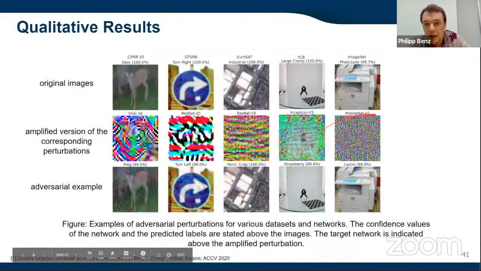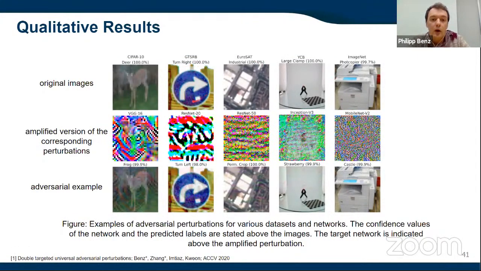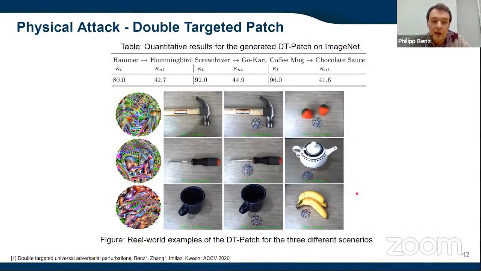If we look at the qualitative results, this was the introductory example where we turn this turn right sign, with such a perturbation, which is shown amplified here, into a turn left sign with quite a high confidence. Or for ImageNet, the photocopier, which is turned into a castle with a very high confidence. We also saw the adversarial patch previously, but here we tried this double targeted patch. We have this one patch, which attacks one class, turns it into a certain other class, and leaves the other classes alone. For example, this perturbation placed next to the screwdriver will turn it into a go-kart. And placing it next to a teapot, the teapot will remain a teapot. And the same for the other examples.